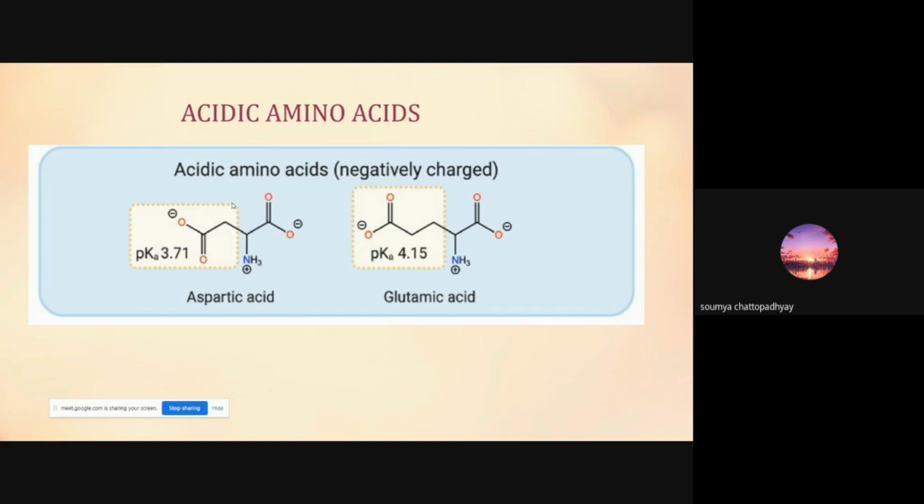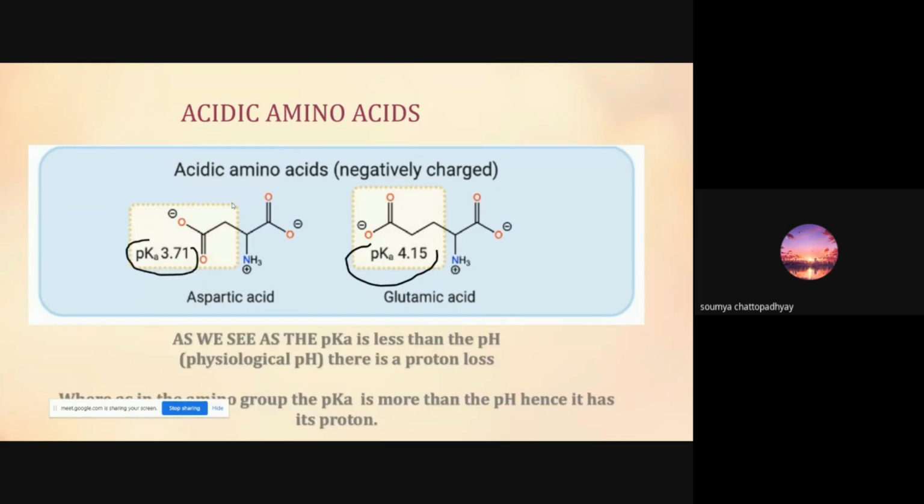Now you see the pKa is 3.71 for aspartic acid and 4.15 for glutamic acid. It has its importance too because when the pKa is lower than our physiological pH, the group generally loses its proton. Whereas you can see NH3 plus has a much higher pKa than our physiological pH, so it won't lose its proton. But as these have a pKa lower than the physiological pH, which is around 7.4, they will lose their proton.